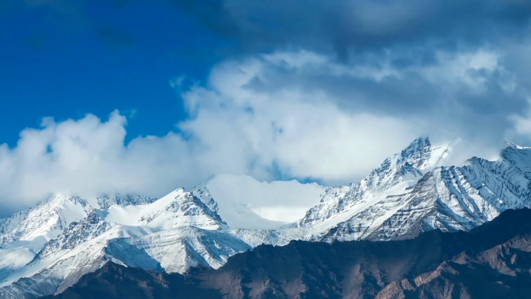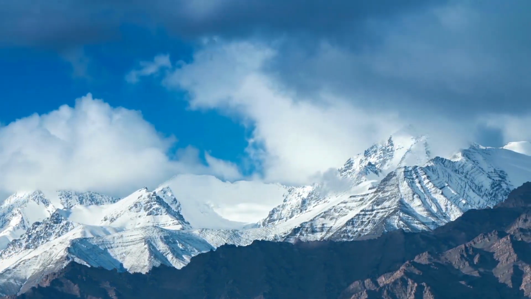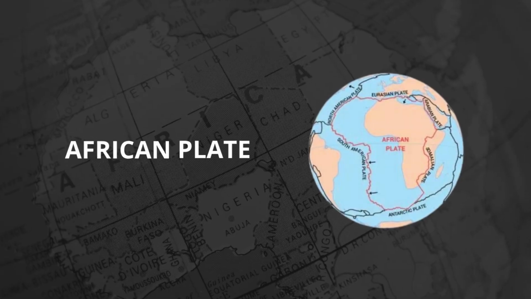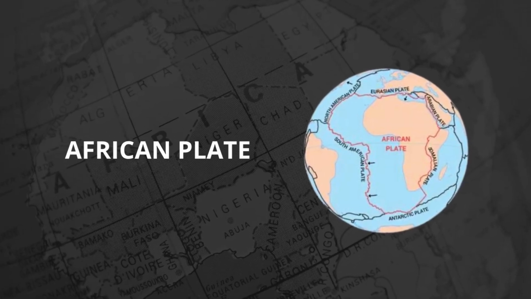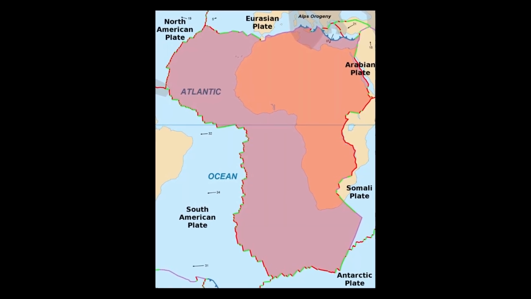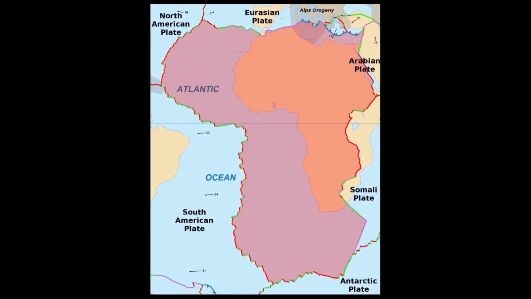On average, the Eurasian plate is moving away from the North American plate at a rate of 3 centimeters per year. African plate. With an estimated area of 61.3 million square kilometers, the African plate is the fourth largest tectonic plate in the world.